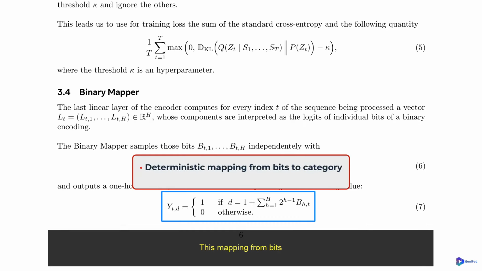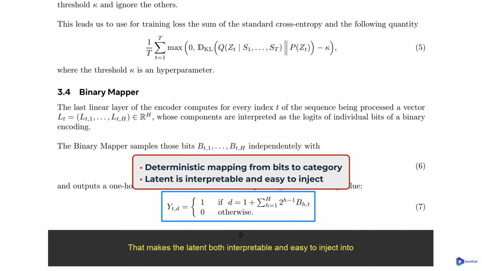This mapping from bits to the one-hot position is deterministic. Pick the bits, and the category is fixed. That makes the latent both interpretable and easy to inject into the network.